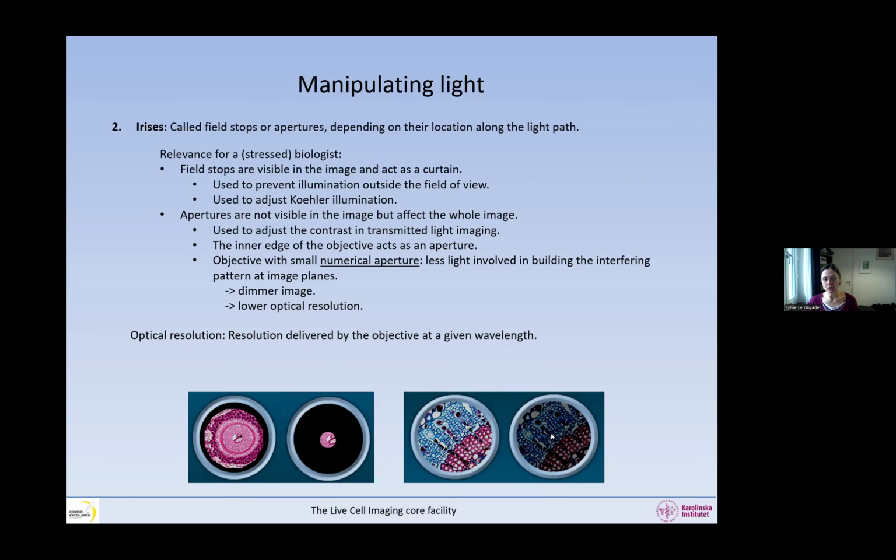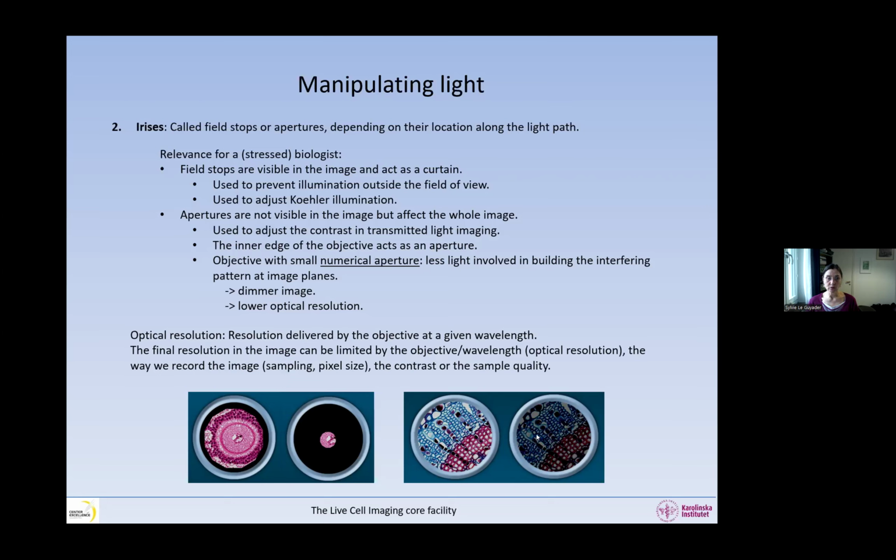And the optical resolution, as a definition, is the resolution that is delivered by the objective at a given wavelength. So we will use the optical resolution a lot throughout this course. But now you know why, if you close the field stop on the microscope, you're going to see the curtain effect, and the center of the image is not going to be affected. Whereas if you close an aperture, or if you choose an objective with a smaller aperture, then you have an effect on the whole image because it affects the interference pattern.